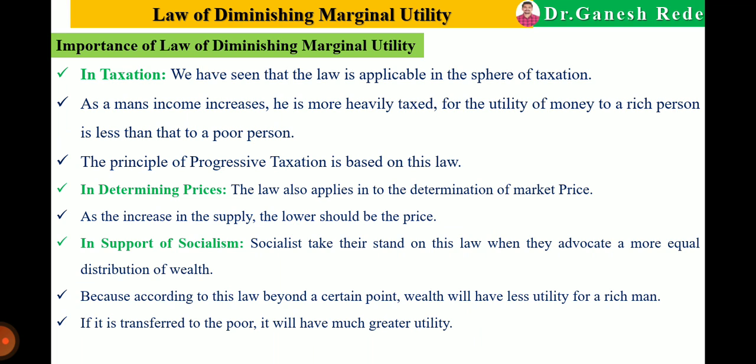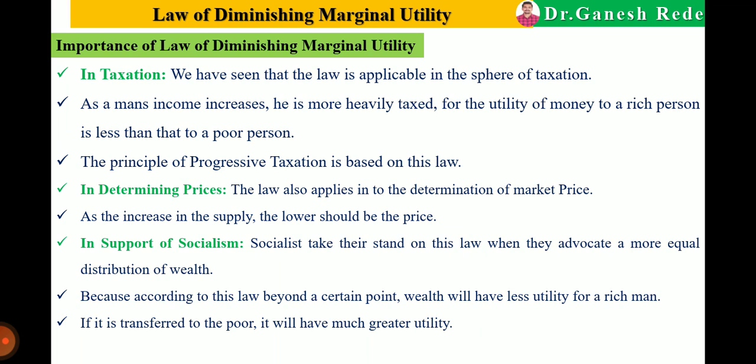The utility of money to a rich person is less than to a poor person. As we know, rich people have very little utility of money because they have more money. So the principle of progressive taxation is based on the law of diminishing marginal utility. Progressive taxation means that as the income increases, the amount of tax increases. This principle of progressive taxation is based on the law of diminishing marginal utility.